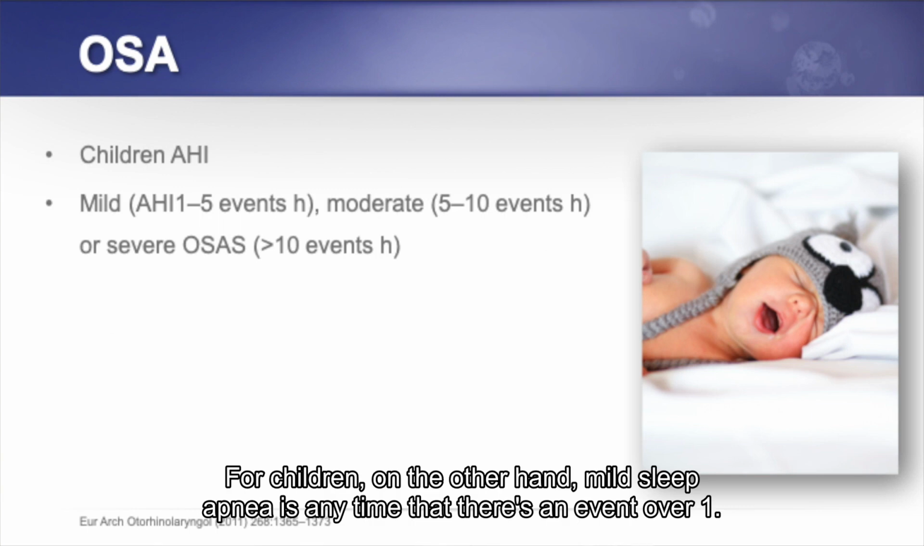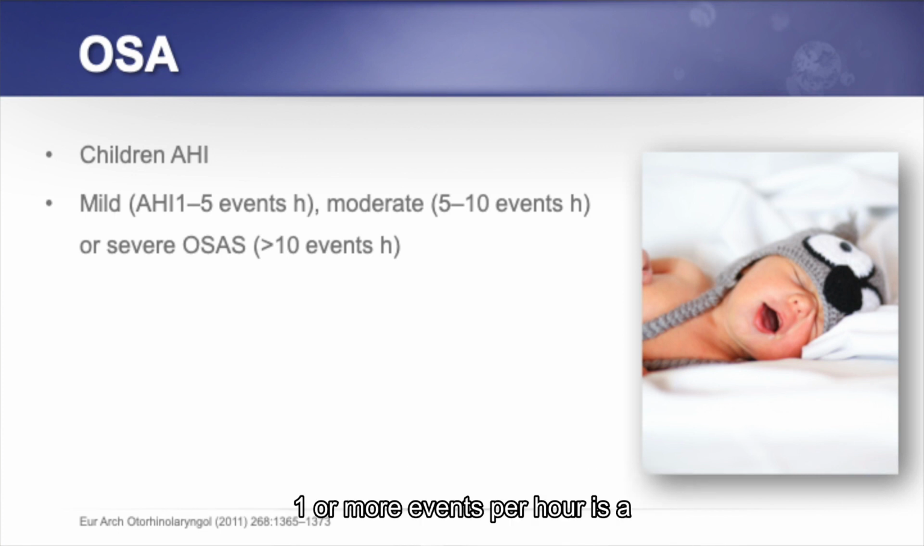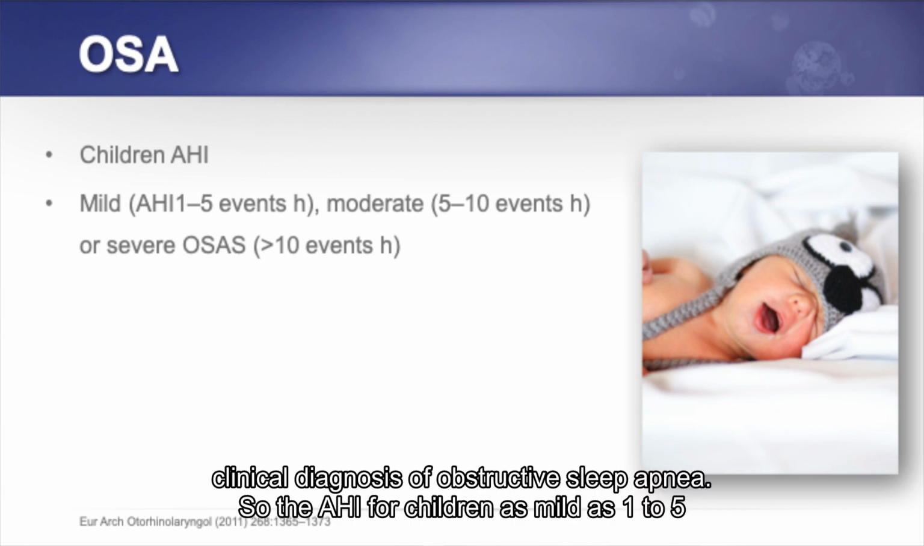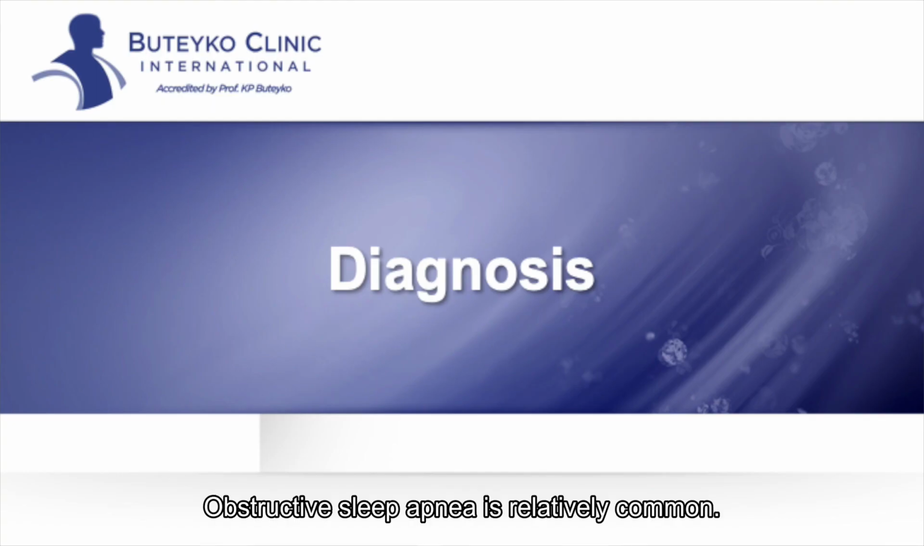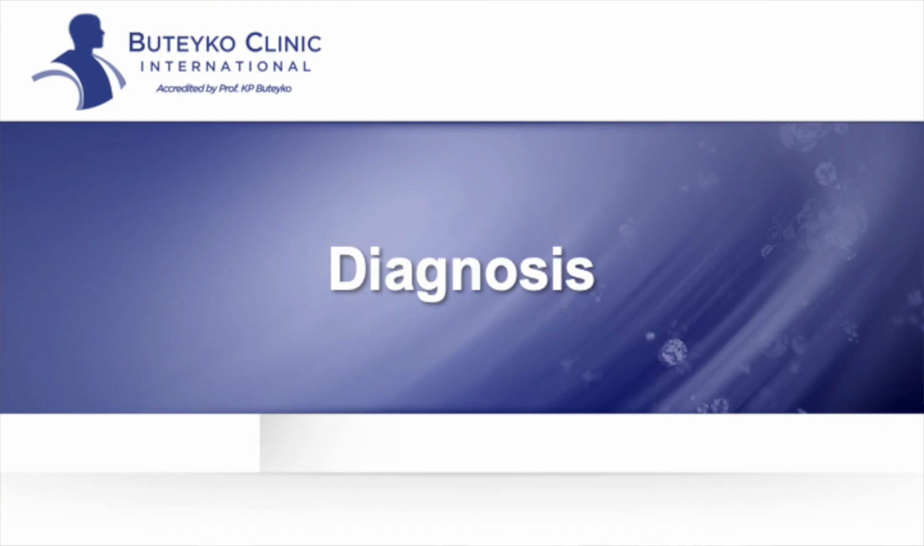For children, on the other hand, one or more events per hour is a clinical diagnosis of obstructive sleep apnea. So the AHI for children is mild is 1 to 5, moderate is 5 to 10, and severe is 10 events plus. Obstructive sleep apnea is relatively common.